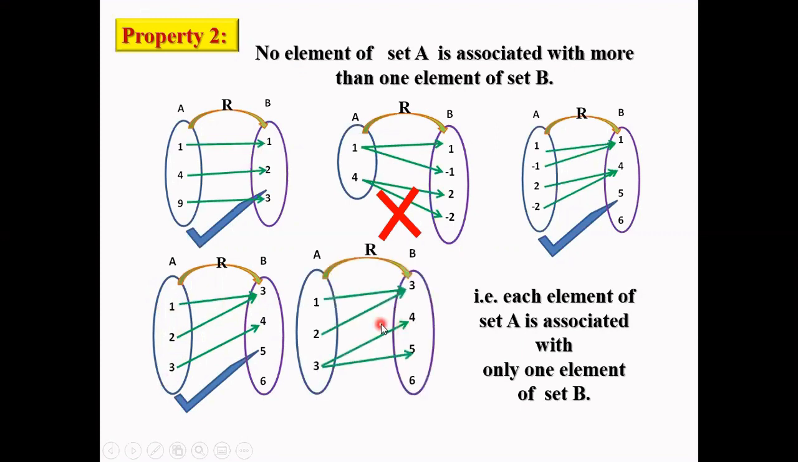And last example for this property here, in this relation R, 3 has more than one element. That is, 3 is associated to more than one element, that is two elements, which is not allowed because the statement is telling that no element of set A is associated with more than one element, but it is associated with two elements here. So property 2 is not satisfied by this relation R.